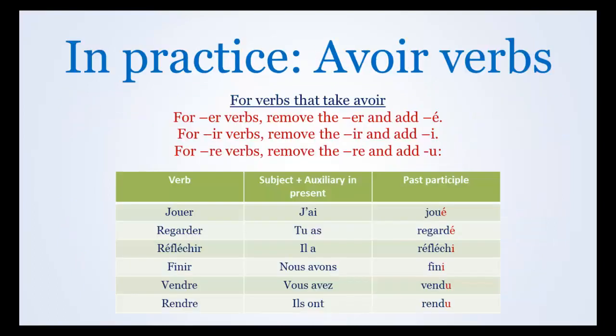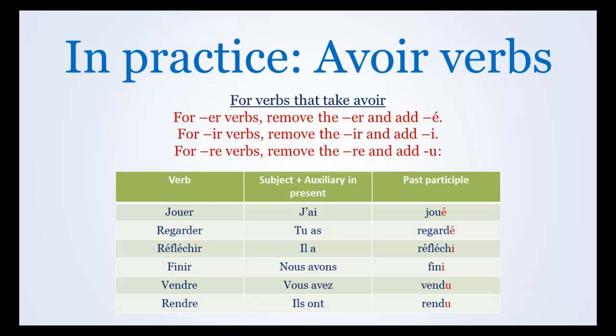So in practice, avoir verbs. For verbs that take avoir as the auxiliary verb, er verbs require that we remove the er and add an é, which is the e with the accent, pronounced "ay". For ir verbs, we remove the ir and add an i. And for re verbs, we remove the re and we add a u. So let's have a look at that in practice.